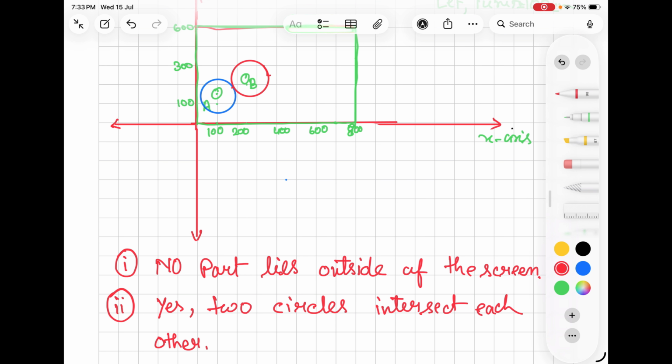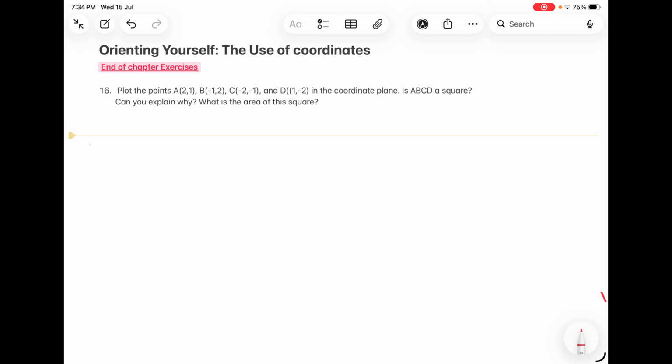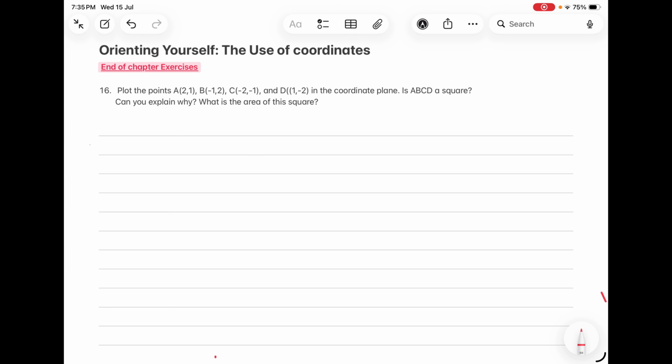Next, come to question number 16. Plot the points A, B, C and D whose coordinates are given in the coordinate plane. Is ABCD a square? Can you explain why? What is the area of this square? Here 4 points are given: A equals (2, 1), B (-1, 2), C (-2, -1), D (1, -2).